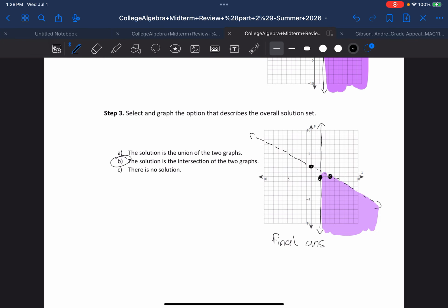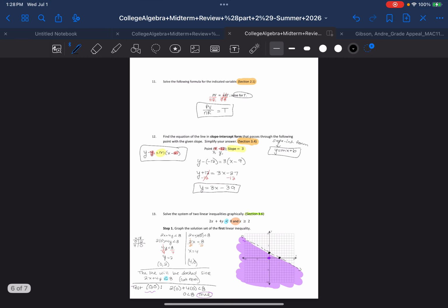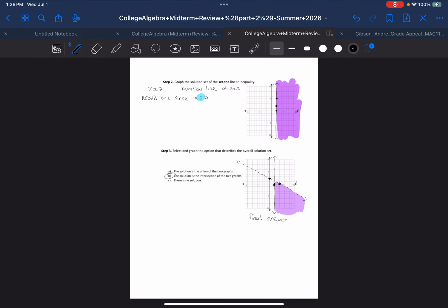So they break it up into parts for you, which is nice, so you can kind of see what you shade for both. But if that is an and, then you only do the intersection. If it was or, then it would be the union. But I'm less concerned about or for these problems here.